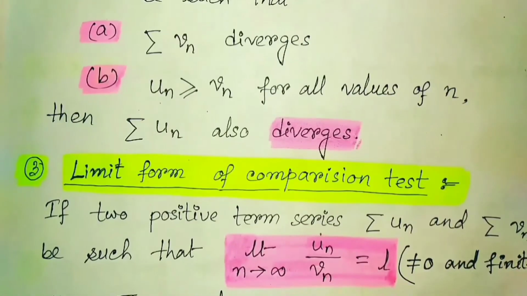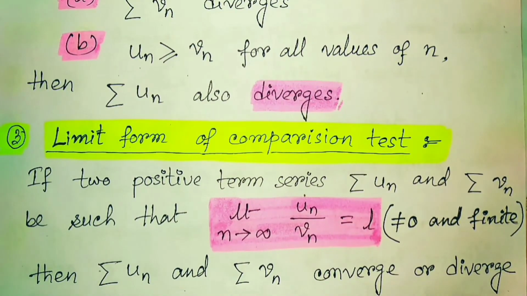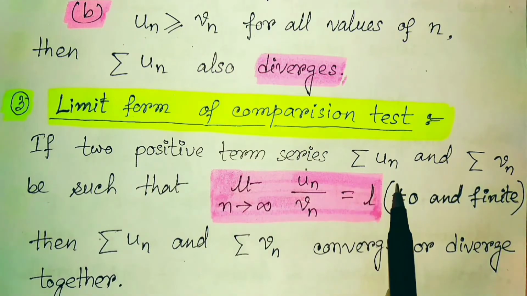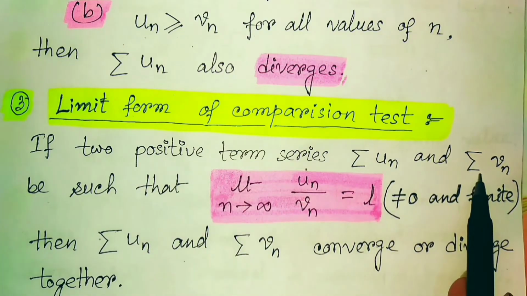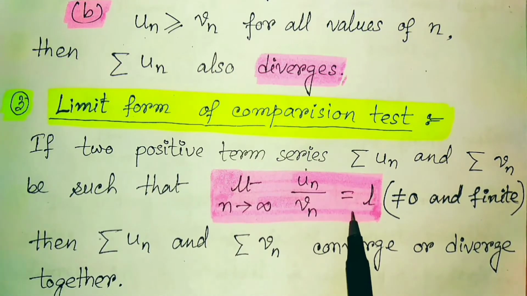This comparison test has a limit form. That limit form is the most important and widely used form of the comparison test. In this form, we have two positive term series, summation un and summation vn, such that the limit as n tends to infinity of un by vn is equal to L, where this L is definitely not equal to 0 and is a finite quantity. If we find so, then summation un and summation vn converge or diverge together.